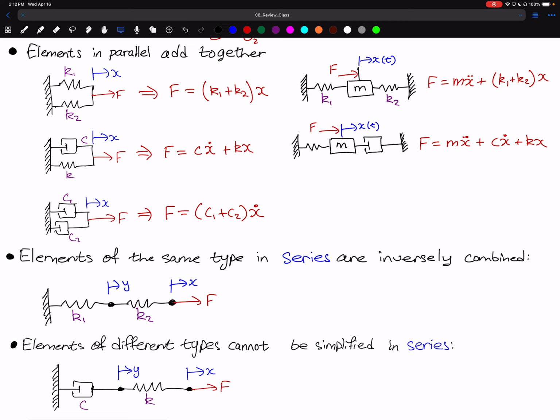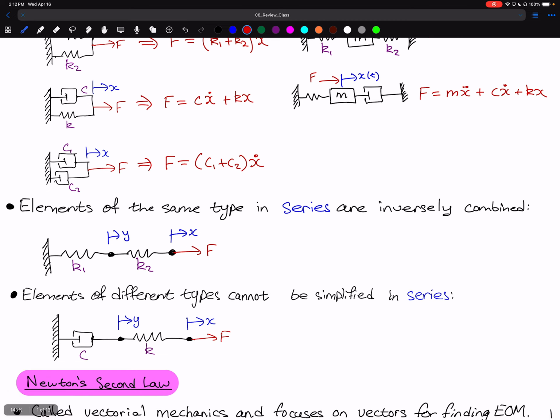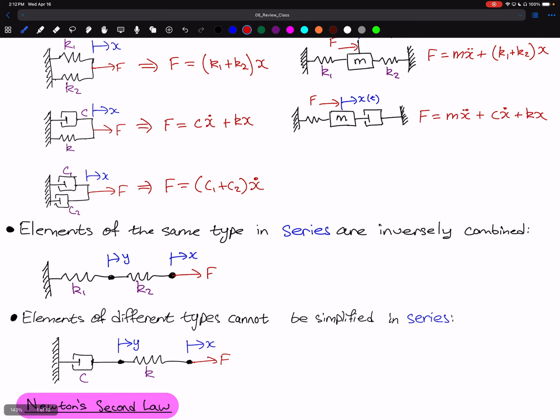When we're dealing with springs in series, such as this case shown here, we're going to get that our force will be equal to some equivalent stiffness times the displacement x. Our goal here is to find what K equivalent is, and we did that previously. K equivalent will be equal to 1 divided by K1 plus 1 over K2, and then the inverse of that.